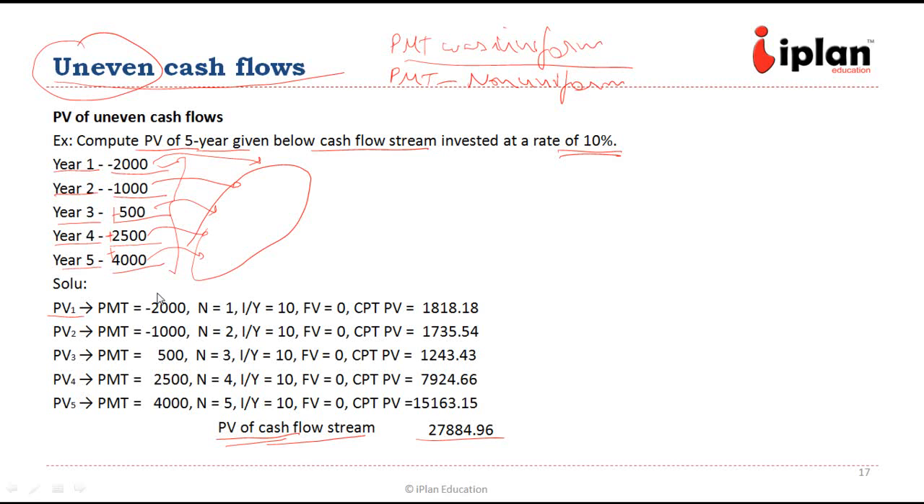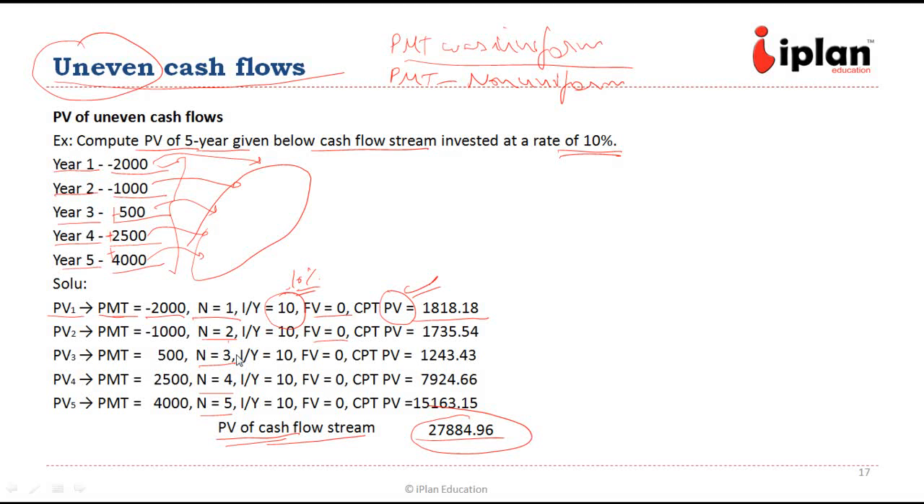Here we can just put these values in the financial calculator. The payment, this is the time period. For first it is 1, for second year it is 2, 3, 4, 5 and so on. This I by Y, this is 10. So since the compounding is annual, I by Y is 10%. Future value is 0 in all the cases, and we are computing the present value. So the summation will be this amount. So this is the simple case, just the summation of all individual present values.